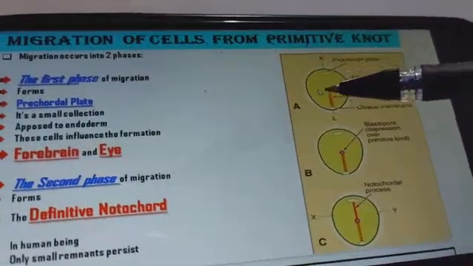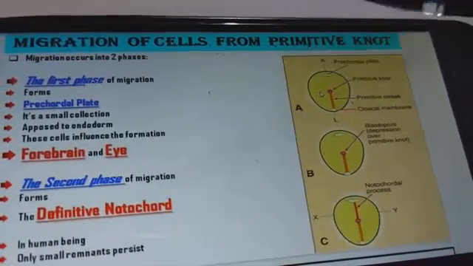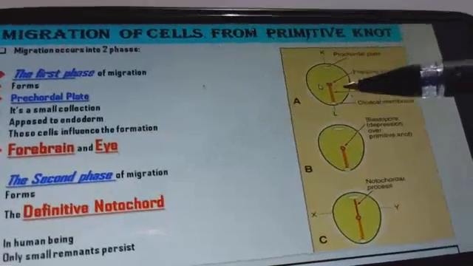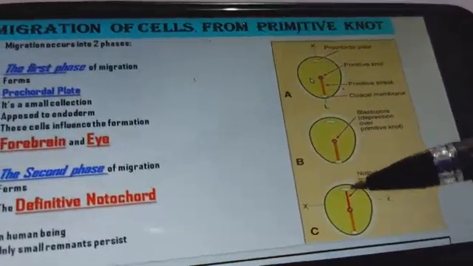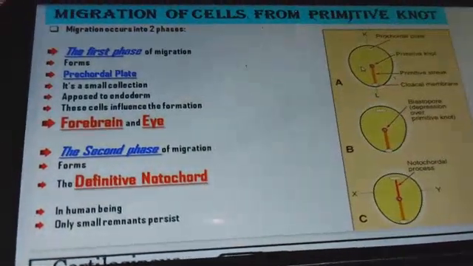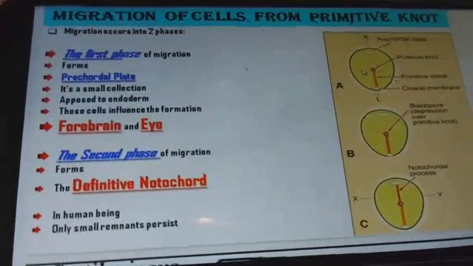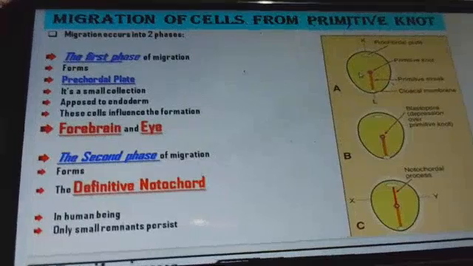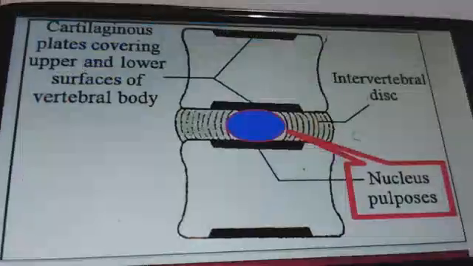When the cells start migrating, it influences the formation of the forebrain and eye, and after it actually migrates, in the second phase, it forms the definitive notochord. However, in human beings, only small remnants of the definitive notochord are present.